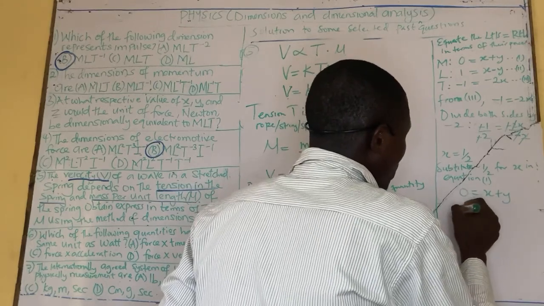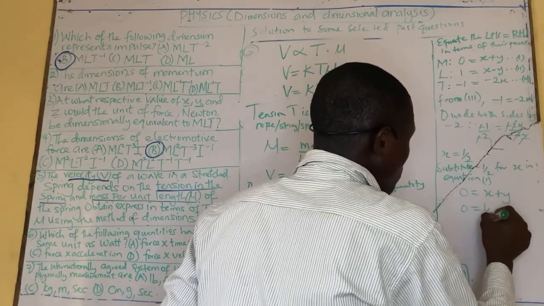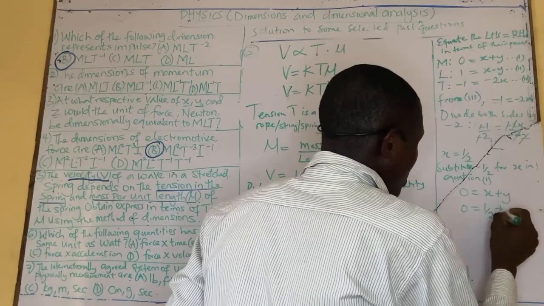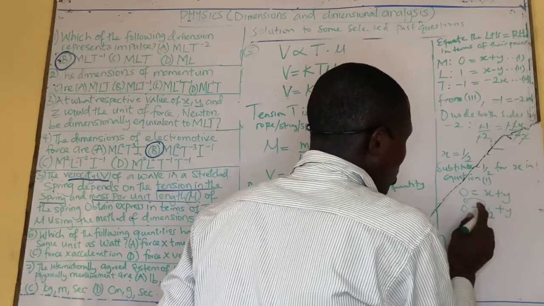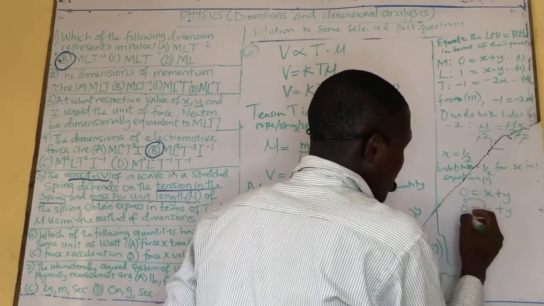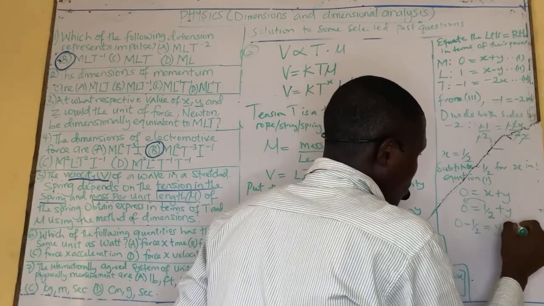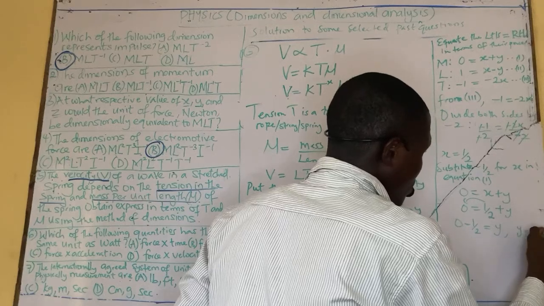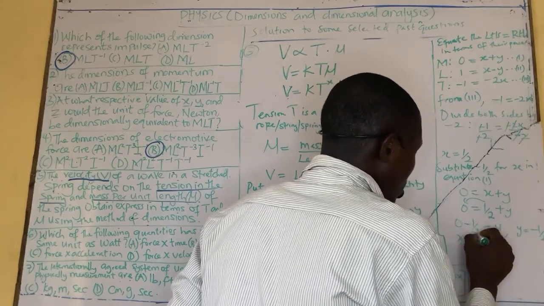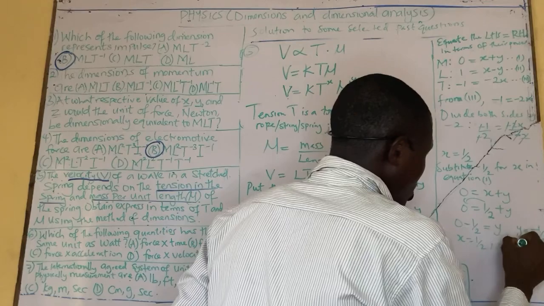So 0 is equal to 1 over 2 plus y. When you transfer 1 over 2 to the other side, it's going to be 0 minus 1 over 2 equal to y. Therefore, y is equal to minus 1 over 2. So x is 1 over 2, y is equal to minus 1 over 2.